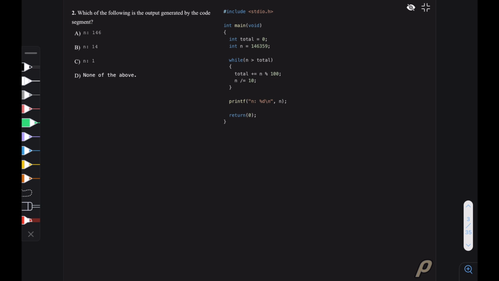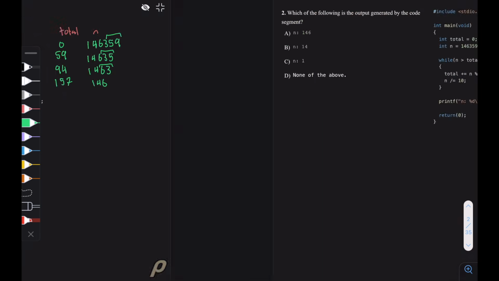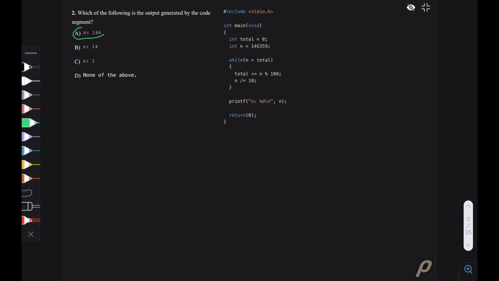All right, question number 2. We're pretty much just repeating exactly what we did from the previous code. So if you want to look, just go back to question number 1, and you'll see as we track through here, we get an answer of n is 146.